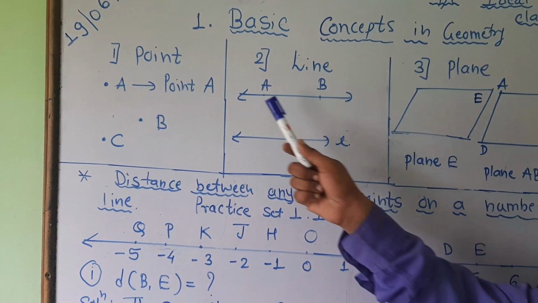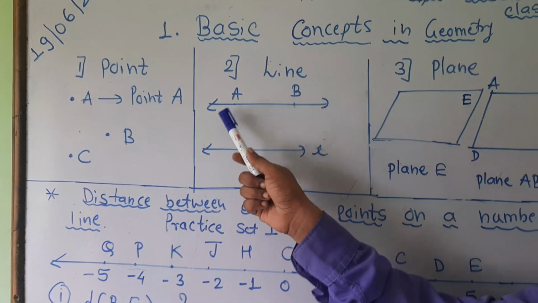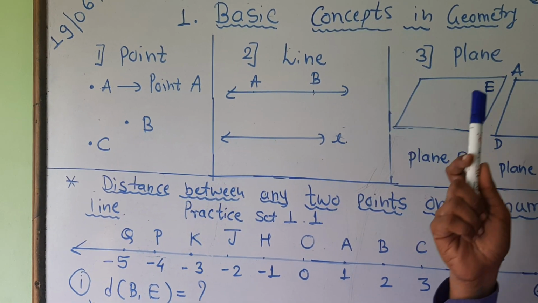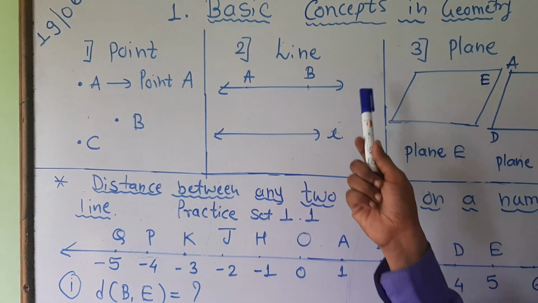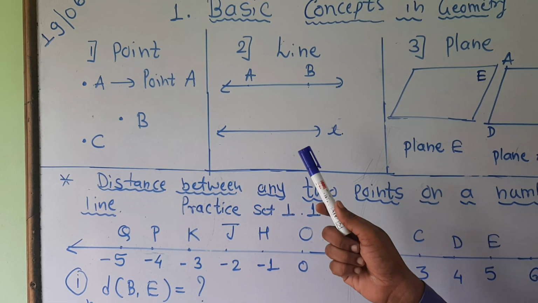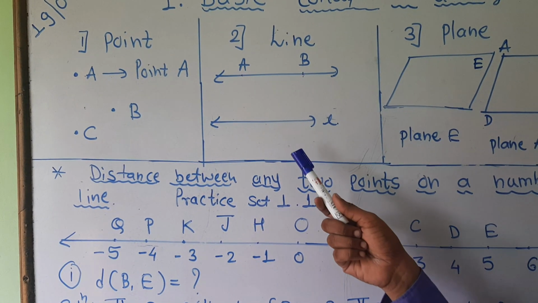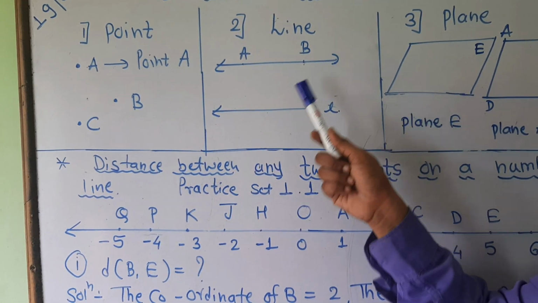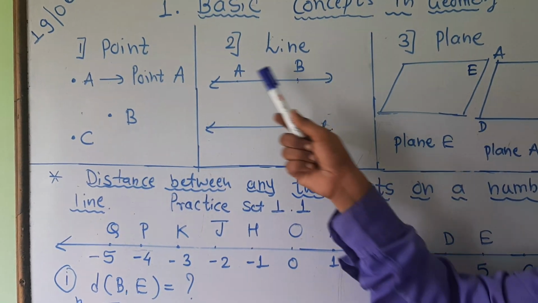Now the second very important basic concept is the line. You have seen the line from your lower standard childhood. A line has two arrows. First of all, we cannot define a line, but we can describe it. It consists of infinitely many points. If you ask how many points are on this line, the answer is infinitely many. Out of infinitely many points, I have taken 2 points.